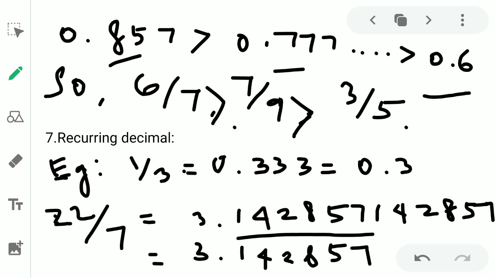Next one, recurring decimal. For this I'll give you an example, 1 by 3. When you divide 1 by 3, it continues with only one number. Suppose you take 2 by 9, you will get 0.22222. It recurs with only one number. Next example I will give you, 22 by 7. You have an example here.